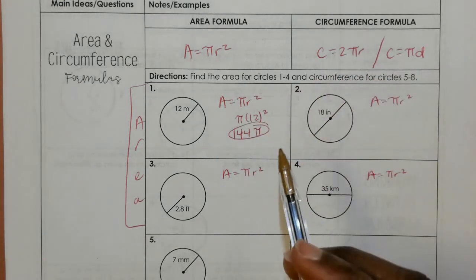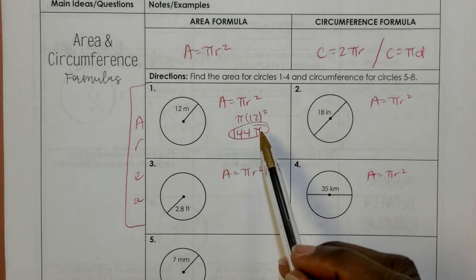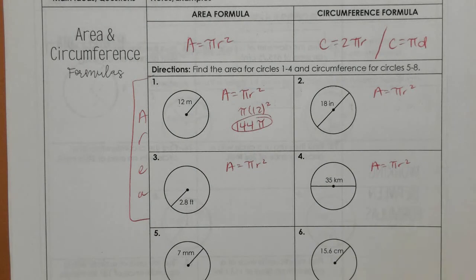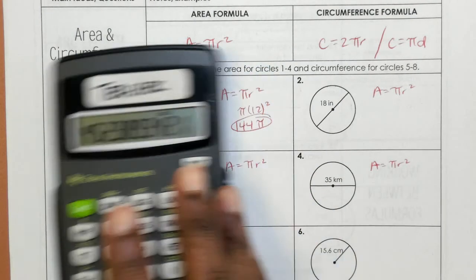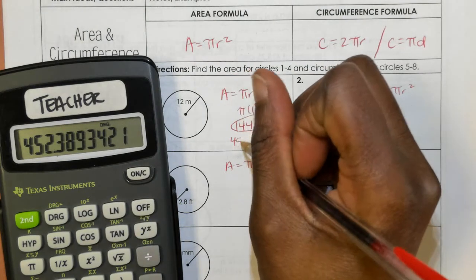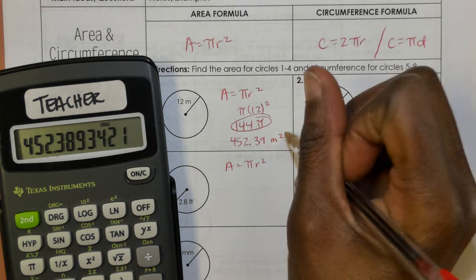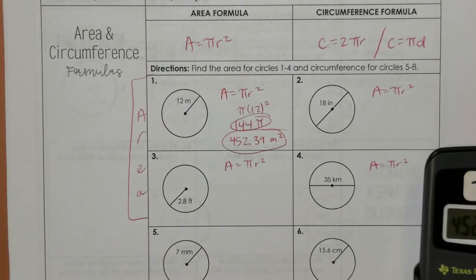So on your Math Excel, when it says what's the answer in terms of pi, you're going to actually put this with the pi sign behind it. You don't actually multiply by 3.1, that pi number. If it asks you to the nearest tenth, then you would multiply by pi. So 452.39 meters squared. Those are the correct answer, just in terms of pi and then to the nearest hundredth.